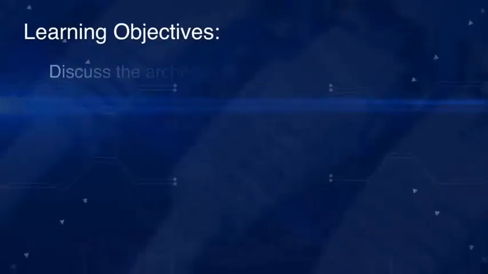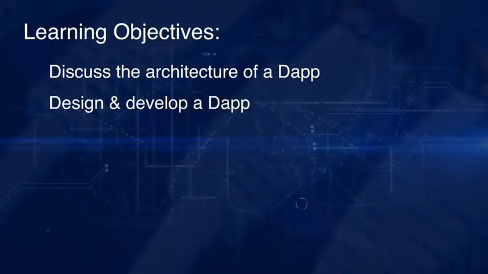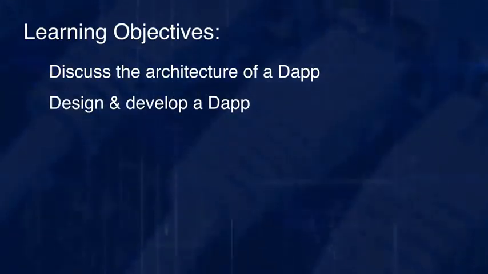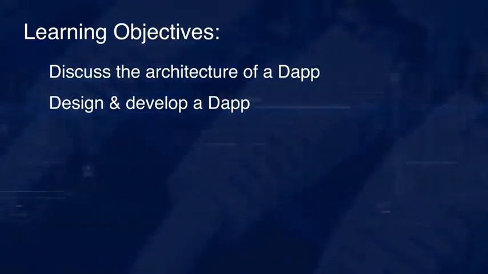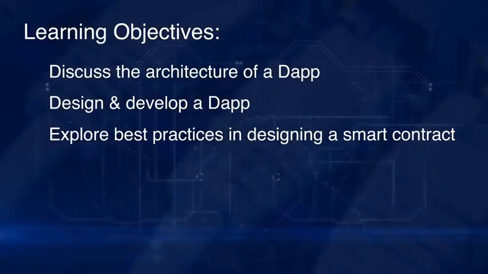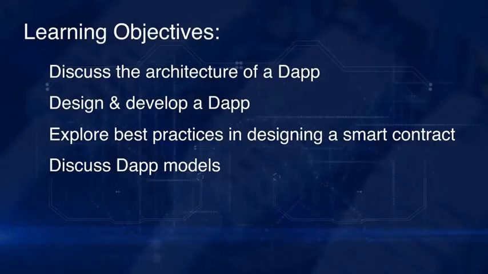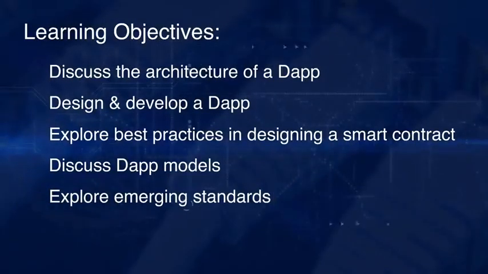On completion of this course, you will be able to discuss the architecture of a DApp, design and develop an end-to-end decentralized application using Truffle IDE, smart contracts, a web client, and a MetaMask client. Explore best practices in designing a smart contract in the context of DApps. Discuss DApp models and explore emerging standards that are essential for predictable behavior of DApps.